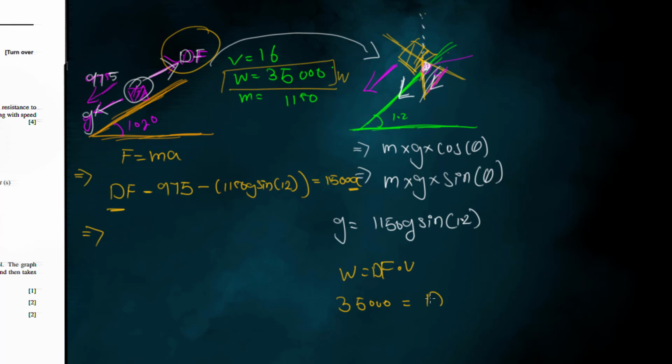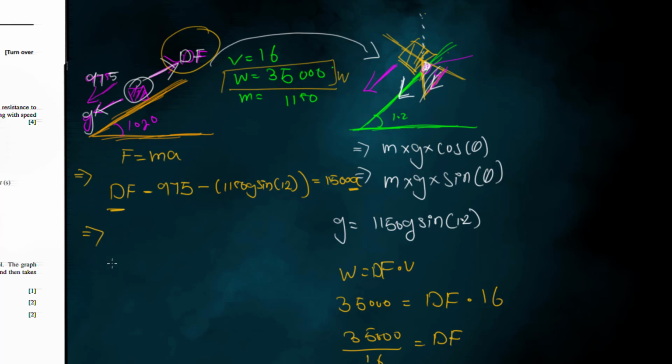35000 watts is equal to driving force multiplied by your velocity, which is 16. Therefore driving force would be 35000 divided by 16. That's your driving force right there. With that we can finally put the values into our final equation.